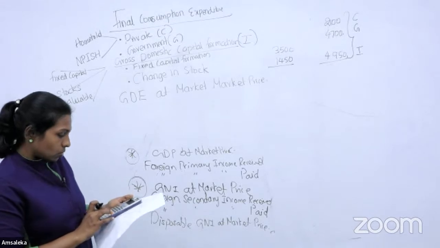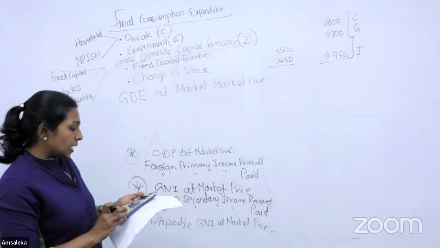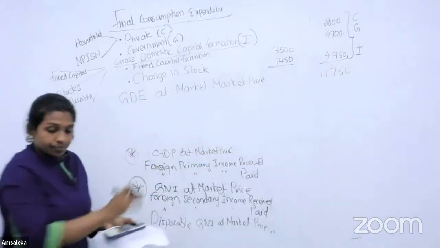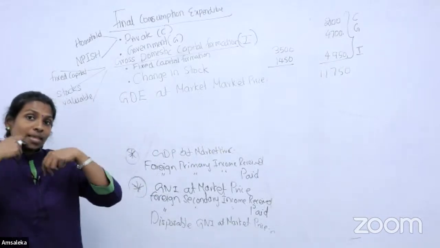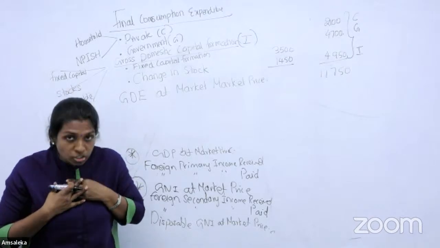2,100, 4,700, 4,950, 11,750. GDE. Now, from the expenditure, we want to find out what our production is.